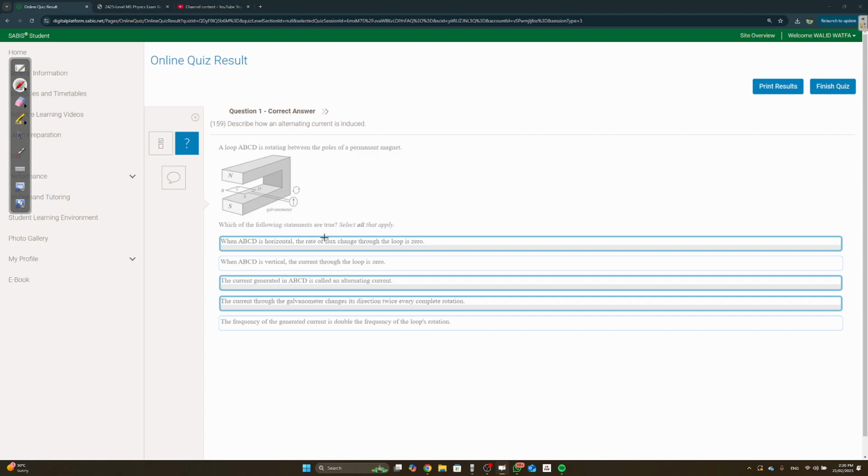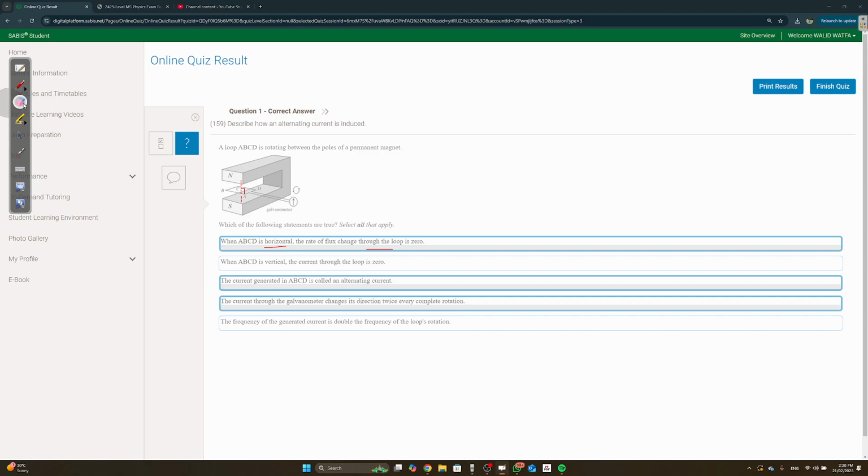When ABCD is horizontal, the rate of change of flux through the loop is 0. Yeah. Why I was a bit confused is because usually when we say it's horizontal, it's maximum, right? But that depends on the shape of the magnet. Here, when it's horizontal, take a look, the magnetic field goes like this. Isn't that perpendicular? It's perpendicular.